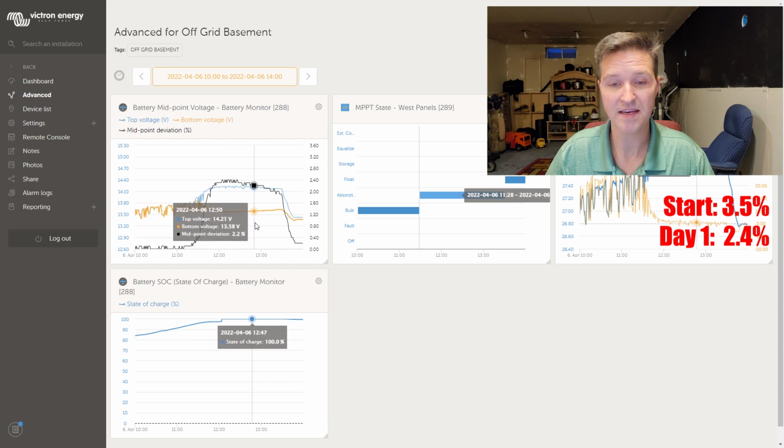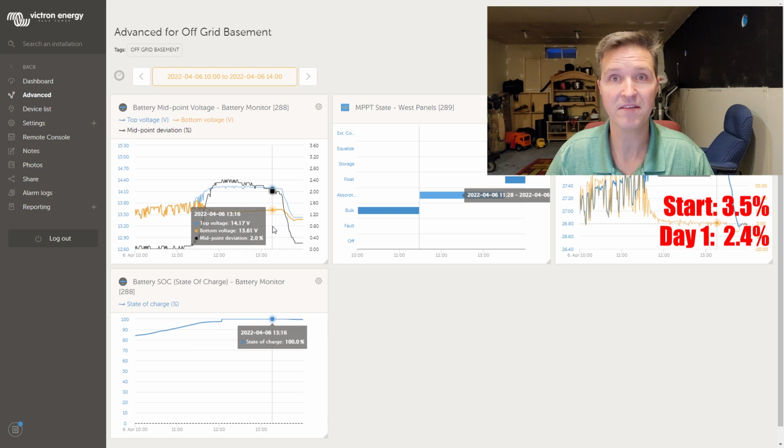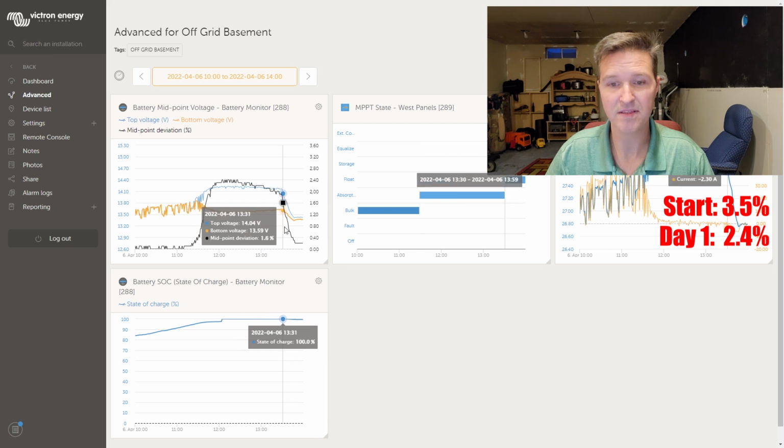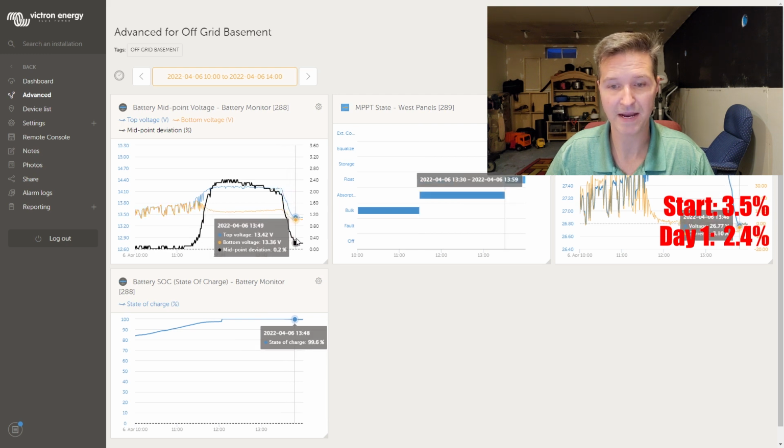And as you can see, it actually goes down. So it looks like the battery balancer, even after one day, is starting to do its job. After the absorption, again, it goes back down. But another thing I want to show you is today, after it goes down and we're in float mode, we still have a midpoint deviation of 0.2.